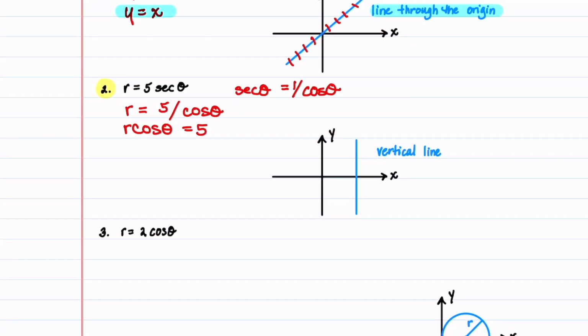R cosine theta is equal to x, so our equation becomes x is equal to 5. This equation is a vertical line. Isn't it interesting that 5 secant theta is actually just a vertical line?